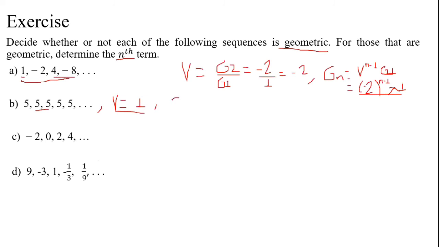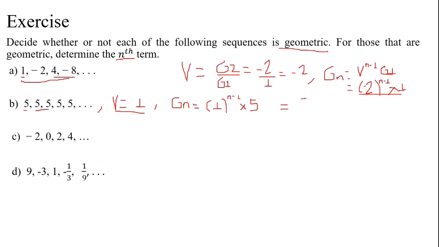Gn, that means the nth term for this listed sequence, can be evaluated as R, which is 1, so put 1 here, to the power of n minus 1, times the first term, that means g1. We use 5 as the first term, so times 5. So 1 to the power of any number is 1 itself. So 1 times 5 is 5.